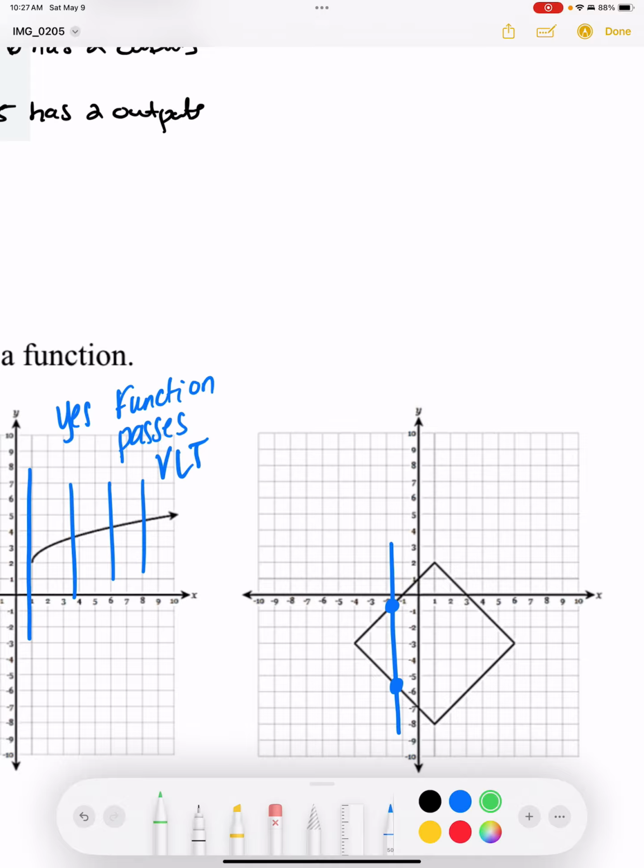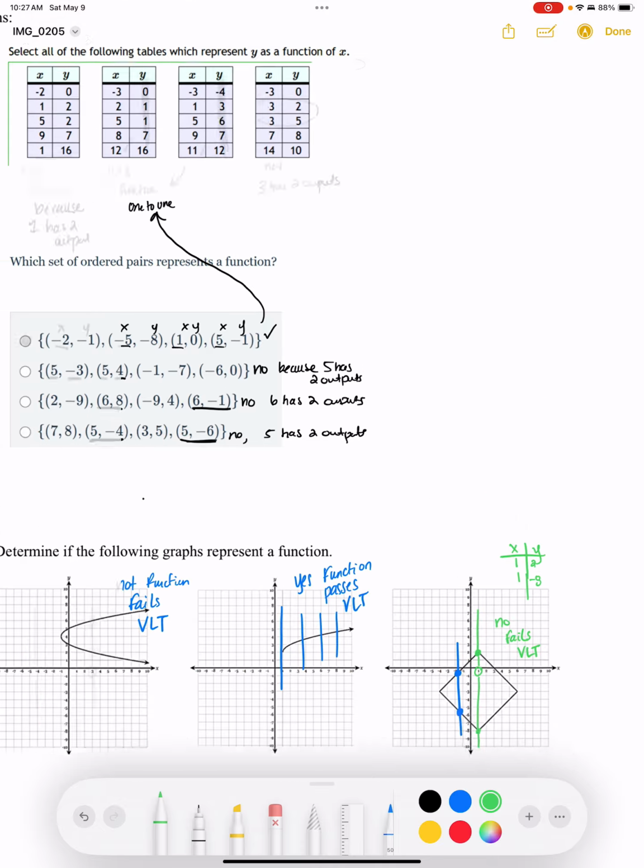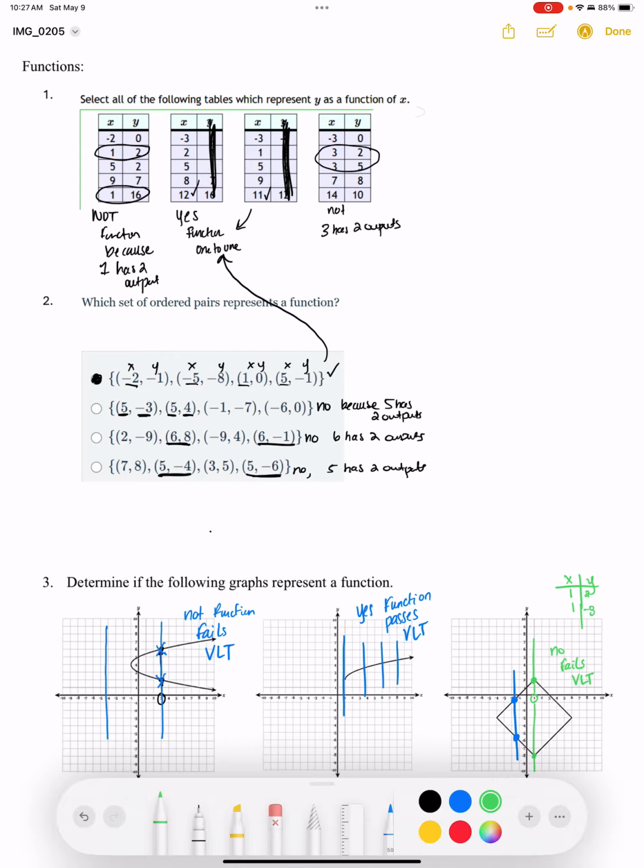Like if you go to 1, if we draw a line right here at number 1 on the x-axis, the answer is 2, and then keep going down, the answer is -8. So that means you have 2 partners. It's kind of like if the table was set up like this, you'd have one that has the answer of 2 and one that has the answer of -8, and that doesn't work. So no, it fails the vertical line test. So that would be your answers for the first page. Okay, let's keep going.